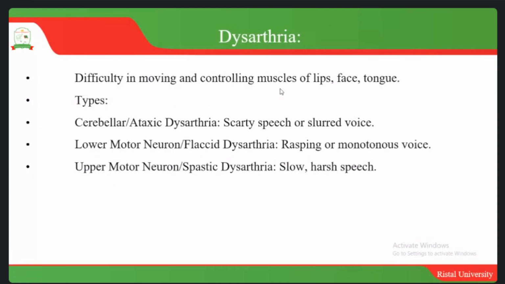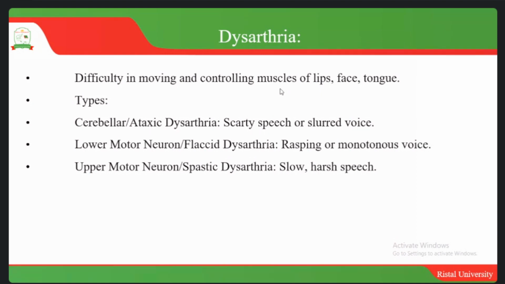Then dysarthria: this is difficulty moving and controlling the muscles of the lips, face, and tongue. When you're speaking, you use the lips, the facial expression, and the tongue contributes to our speech. So dysarthria is when the patient has difficulty using all these muscles of the lips, face, and tongue. When someone cannot use these muscles, the patient may not be able to speak words that you can understand.